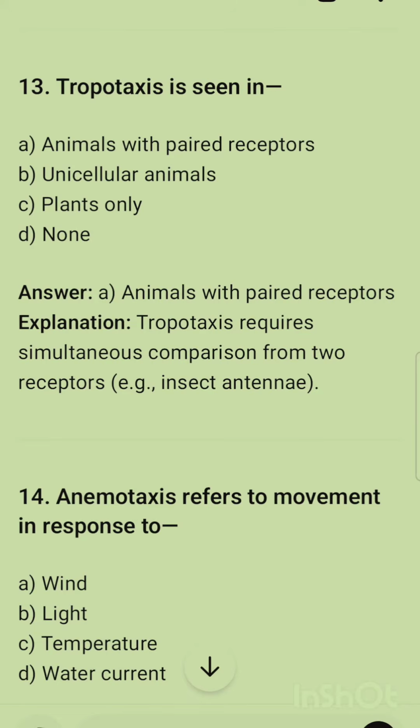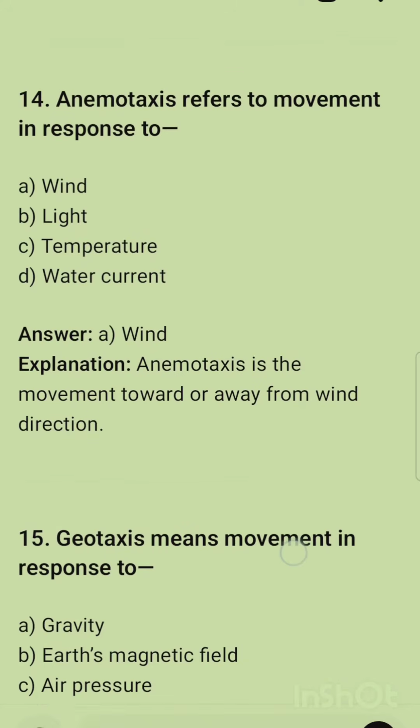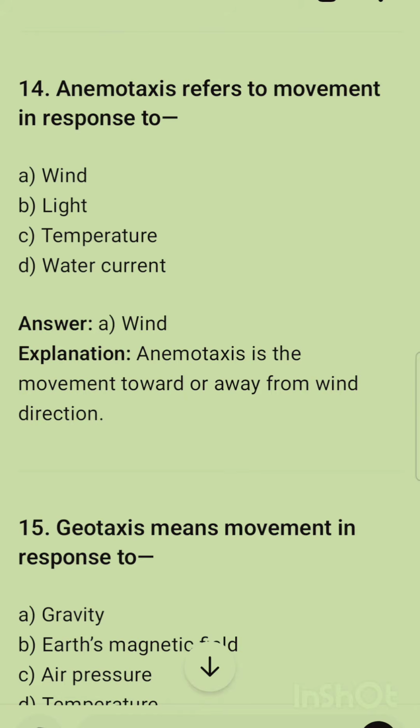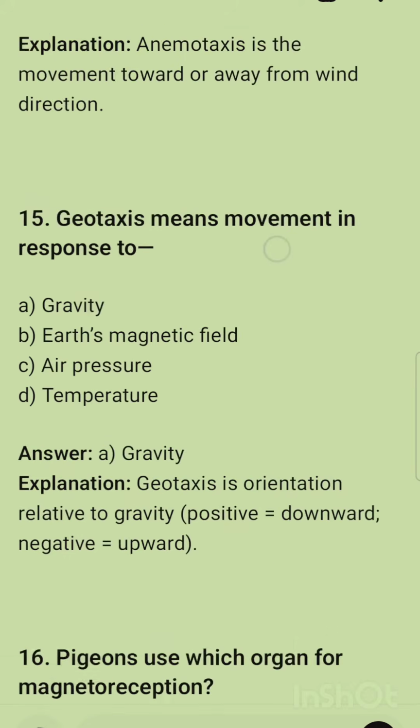Next is tropotaxis is seen in. Tropotaxis is seen in animals with paired receptors. That is option A, as tropotaxis requires stimulus comparison from two receptors. The next question is anemotaxis refers to movement in response to. The options are wind, light, temperature, current, and the correct option is wind.